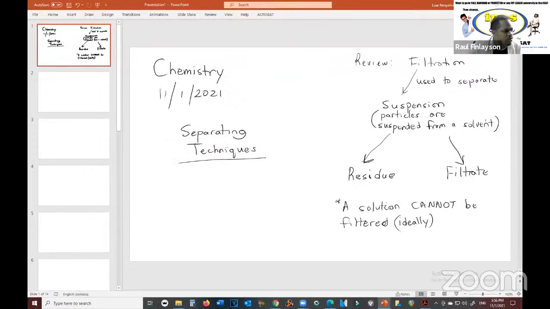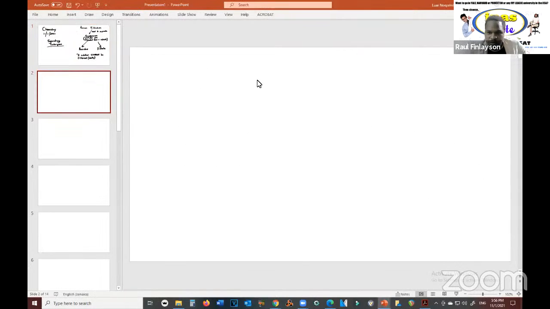So let's see who else is in the waiting room. Filtrate and residue. Did we look at any other technique?